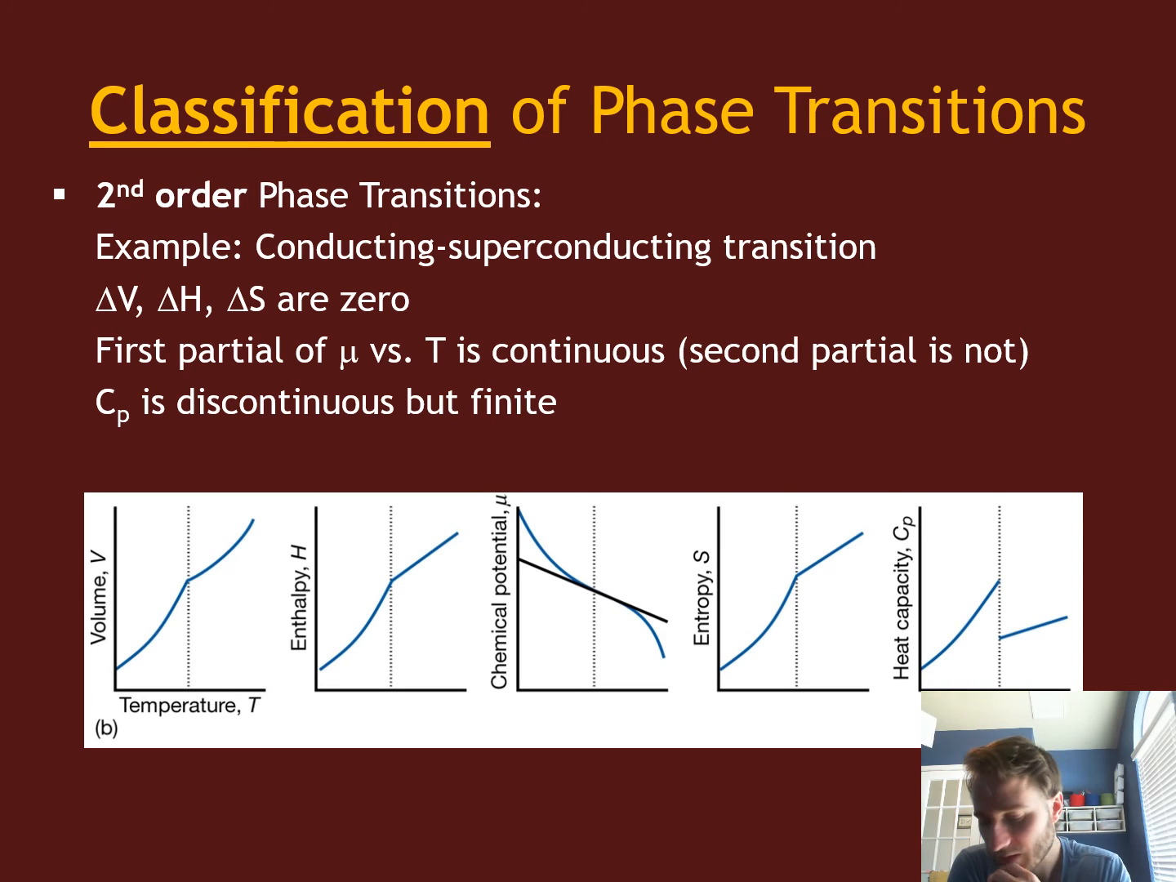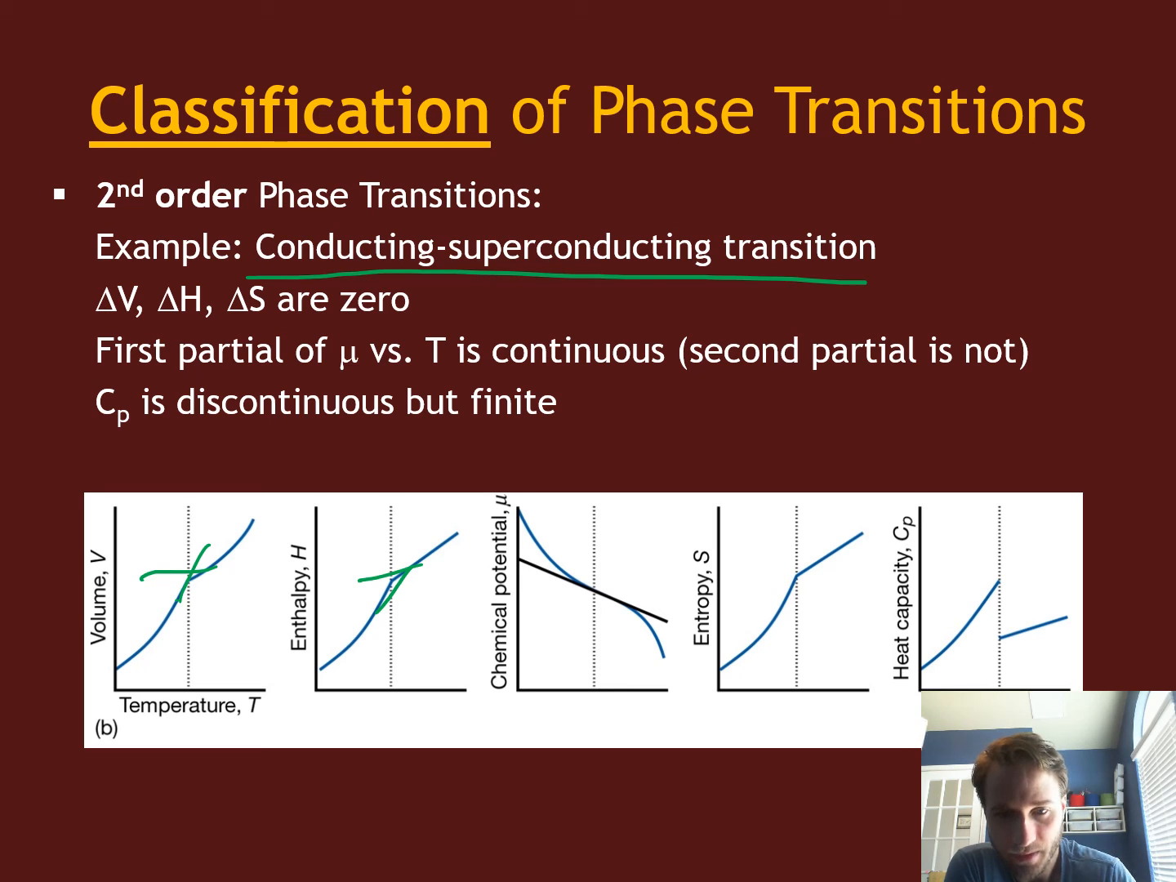So I'm going to look at then a second order phase transition. These transitions are a little bit more subtle. These are things like a solid transitioning between a conducting and a superconducting solid. So in these cases, there is no change in enthalpy, molar volume, entropy. Now the slopes of these things are discontinuous. The molar volume has this discontinuous slope, and so does enthalpy.